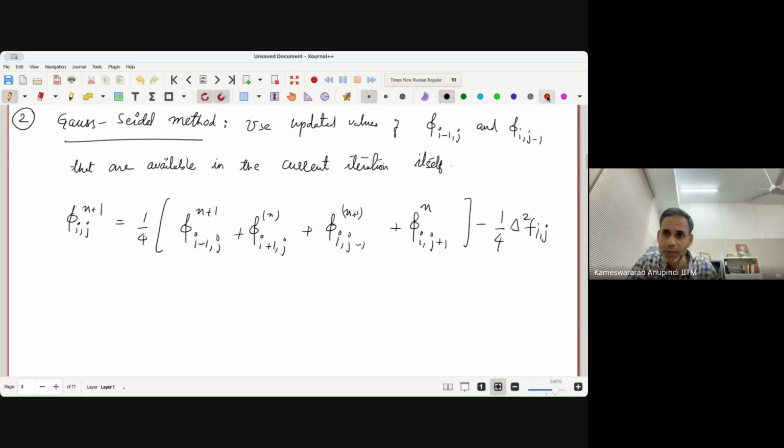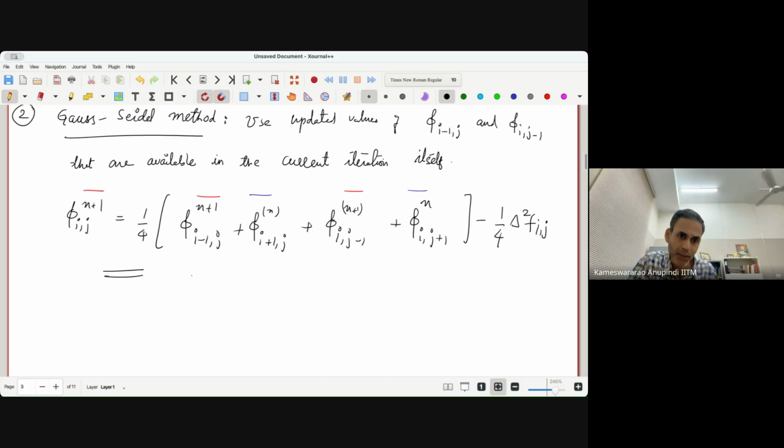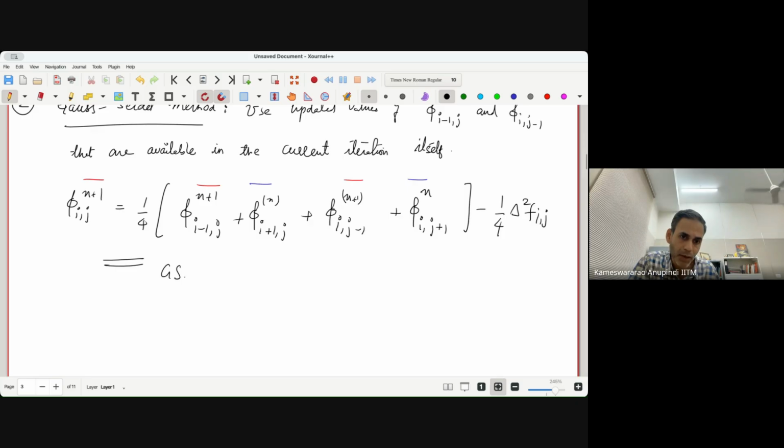So now you can see there is a difference when we want to calculate this. We're using n plus 1 and n plus 1 for the left and the bottom, and then we are using n and n for the right and the top, because they are not yet updated. So this is basically going to be the equation for running the Gauss-Seidel method.